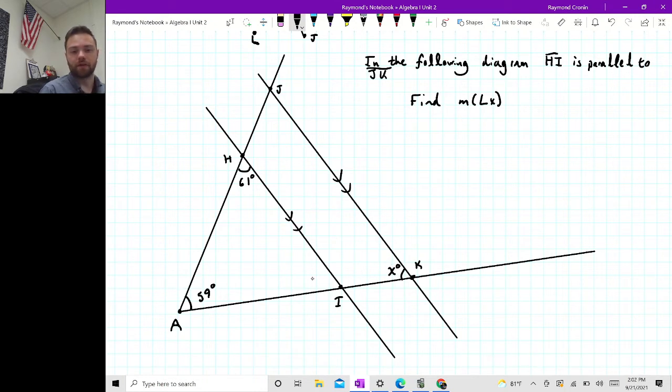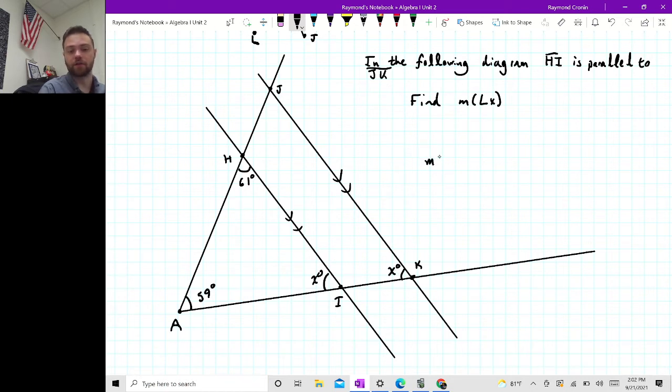So once we have that they're parallel, I'm seeing some triangles here. I'm seeing this triangle and this big triangle. And the fact that these are parallel means that I can tell that certain angles are congruent. So I've got this angle on the interior of the parallel lines. And I've also got that this angle here is X because they are corresponding angles.